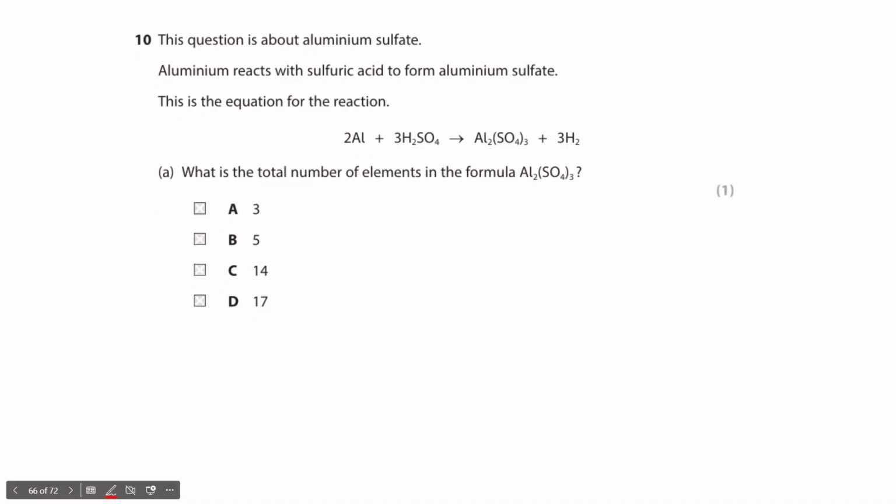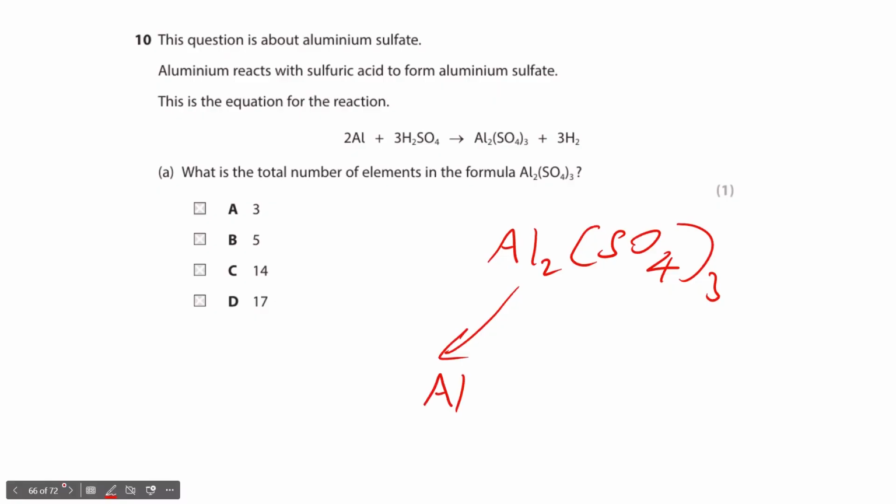Okay. In aluminium sulfate, Al2(SO4)3, I can see aluminium there, 1 element. I can see sulfur there, 2nd element. I can see oxygen there, third element. So we have 3 elements in this formula. So it's a simple question. Answer is 3.